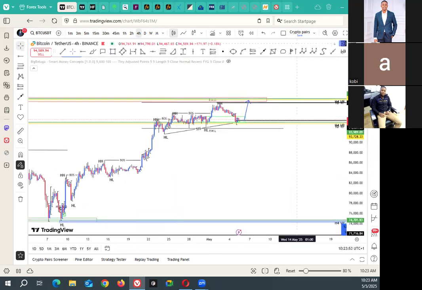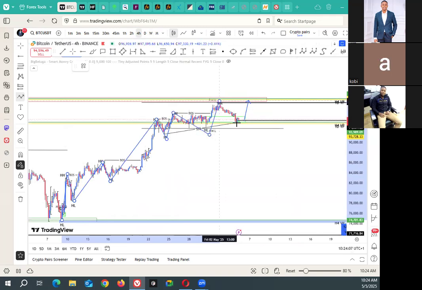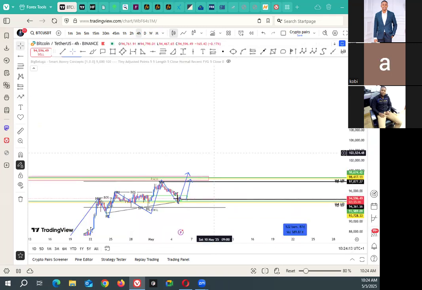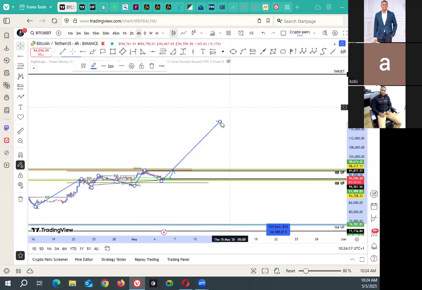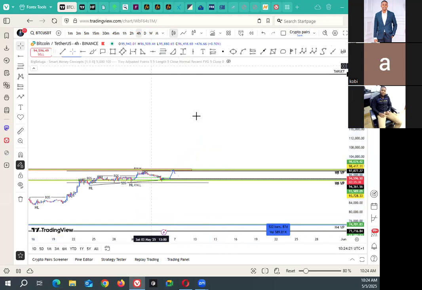Over here is the structure. This is the low, higher low. So the market created the higher high, higher low, higher high, higher low, break of structure, higher high, higher low, higher high, higher low to create another higher high. And this is a potential higher low to create a new higher high that could even go way beyond this level, up to $140,000. That's my predicted level. So that's what I see currently for Bitcoin.